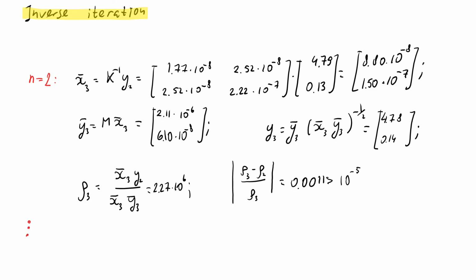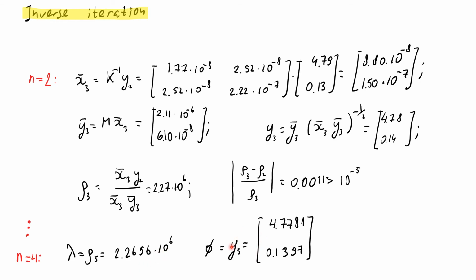I've done more steps on my laptop, and after 4 steps we will reach the convergence. So our value which we obtain here will be smaller than 10 to the power of minus 5. So it means the row 5 which you find in this step number 4 is our eigenvalue. So our eigenvalue will be 2.26 times 10 to the power of 6, and the corresponding eigenvector will be y5.